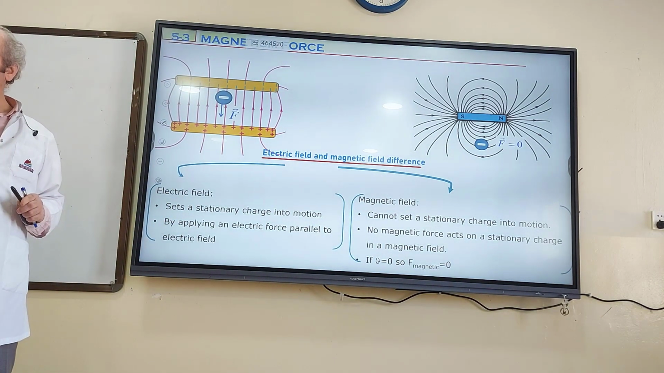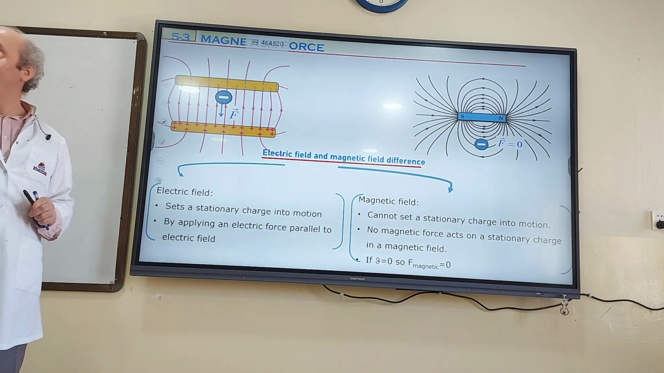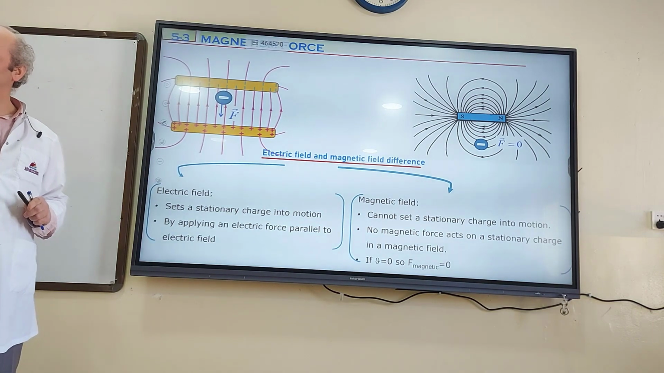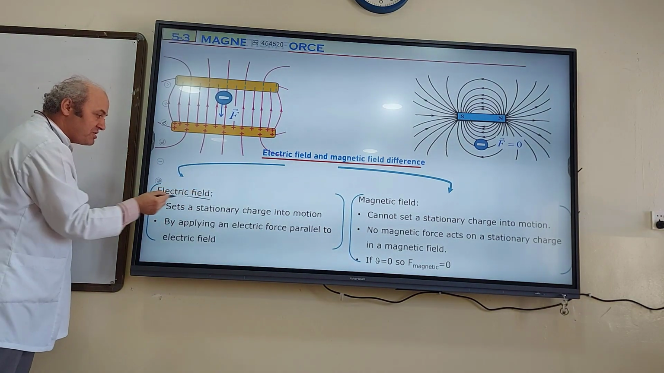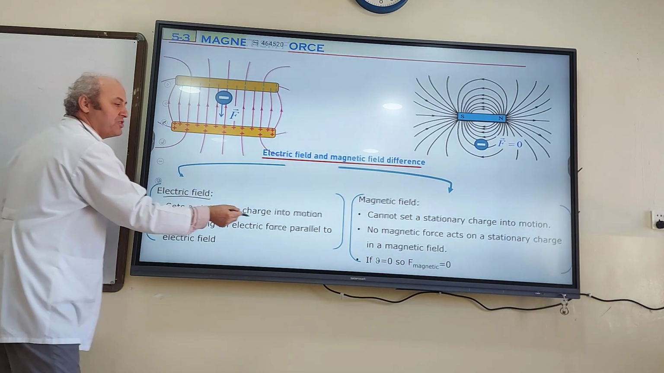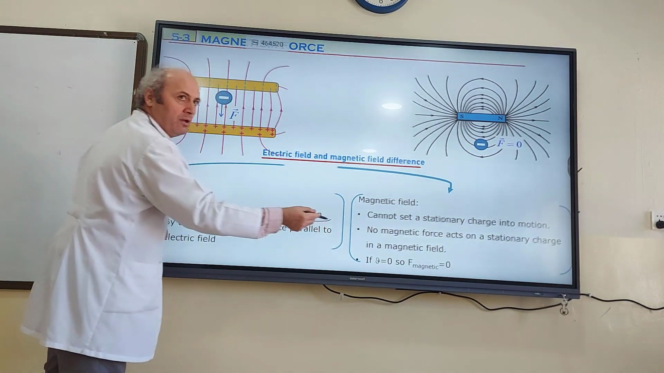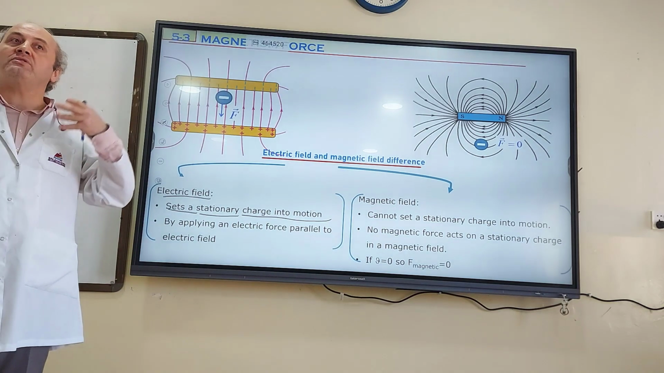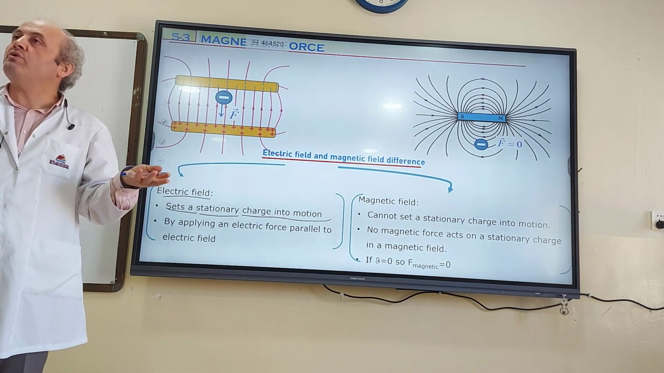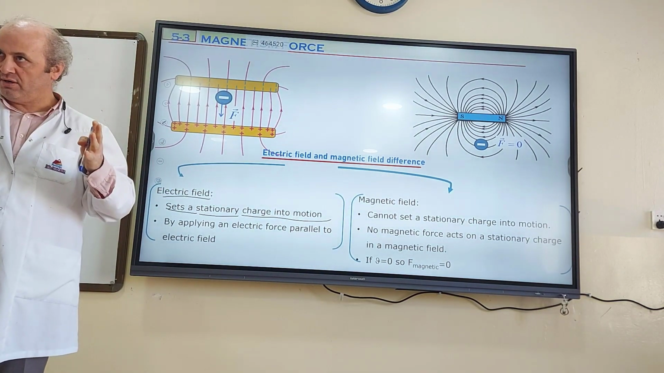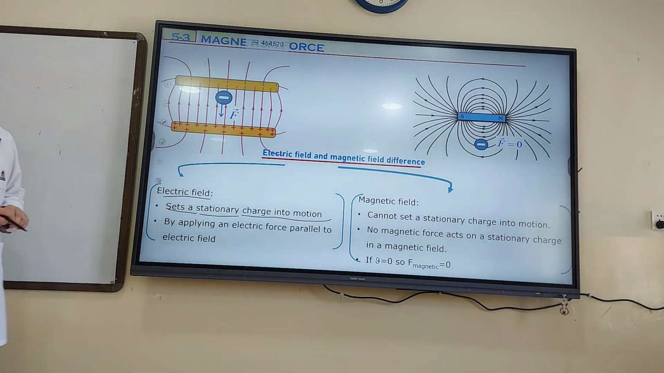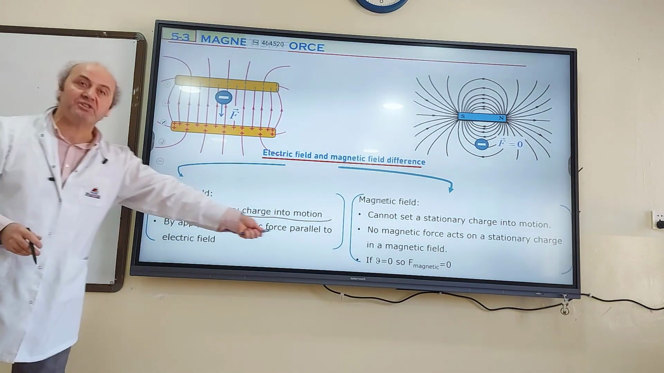If you put a charge inside an electric field, this charge will start moving. That's why we said that electric field sets a stationary charge into motion. That is, if you want to start the motion of a charge, you have to apply an electric field. Electric field will do that. So electric field sets a stationary charge into motion by applying an electric force.